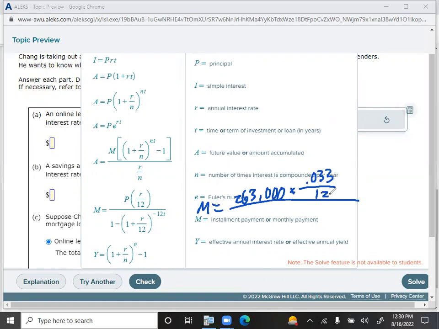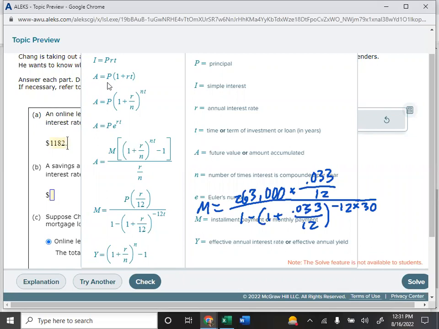Okay, and then over 12 payments per year, divide that by 1 minus 1 plus the same fraction, 0.033 over 12, raised to the negative 12 times 30, as in 30 years. And Shazam, that would be $1,151.82. So we got that. All right.